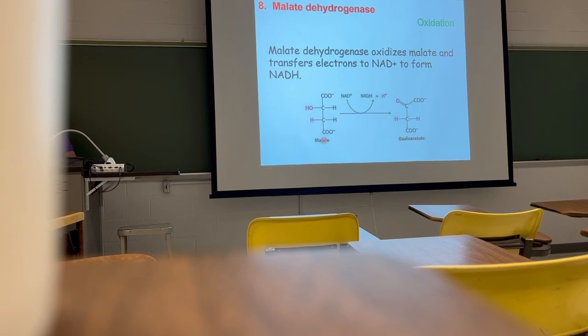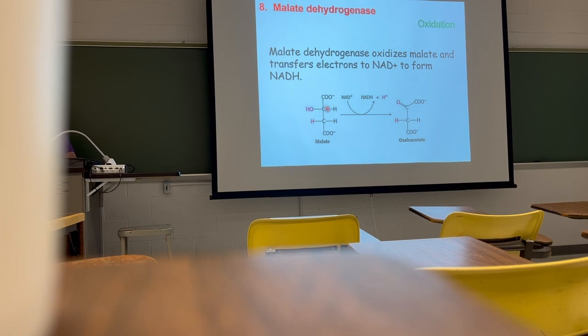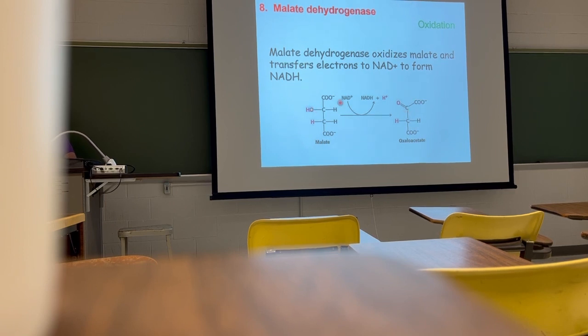The next step, malate dehydrogenase, oxidizes that malate and oxidizes that hydroxyl group to form a ketone, and the electrons are transferred to NAD to form NADH. So it's another step that produces an NADH that can be used as an energy source later on for making ATP. And now we're back to the 4-carbon molecule we started with, oxaloacetate. So that completes the cycle. So 8 reactions in the citric acid cycle.